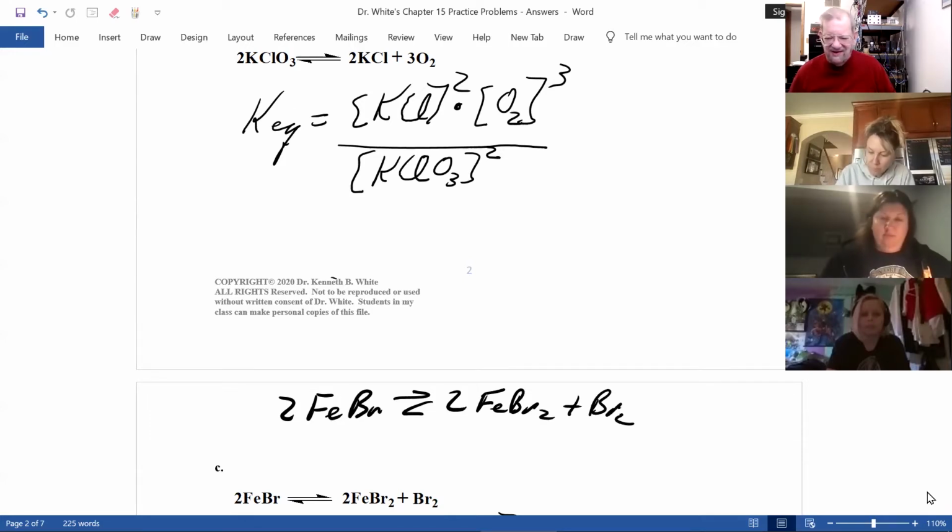Now can you see it? Good. Write the equilibrium constant for that. Go. I like that. Go. Get moving. Start working. Be quiet, Dr. White.